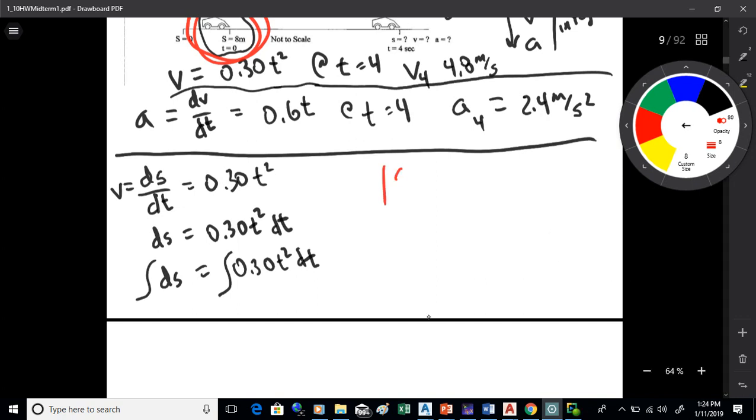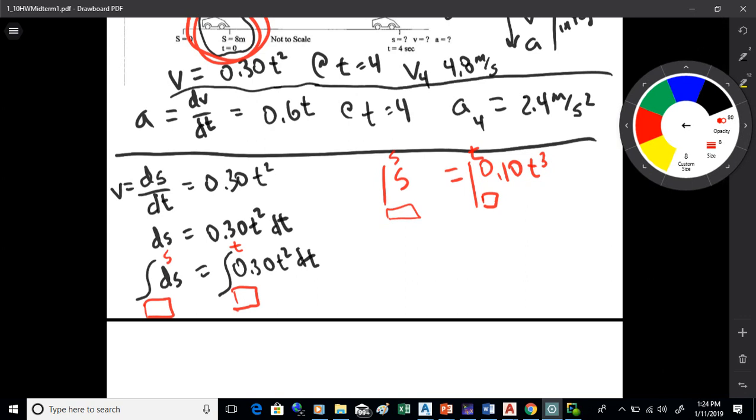And so when you integrate ds, of course, you get s, and when you integrate 0.3 t squared, you get 0.10 t cubed. And then we're going to have these lower limits that we have to pop in there. Now the upper limits I like to put in as letters. I always do that. So you're going to have to figure out what to put there and there, okay? I'm giving you a couple hints on that, and I'll probably give you one more too.